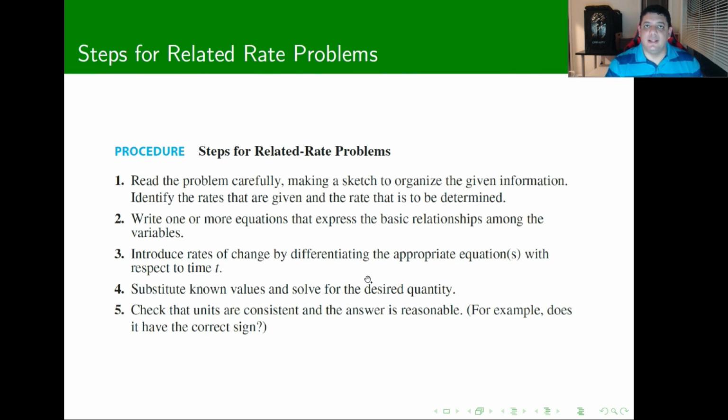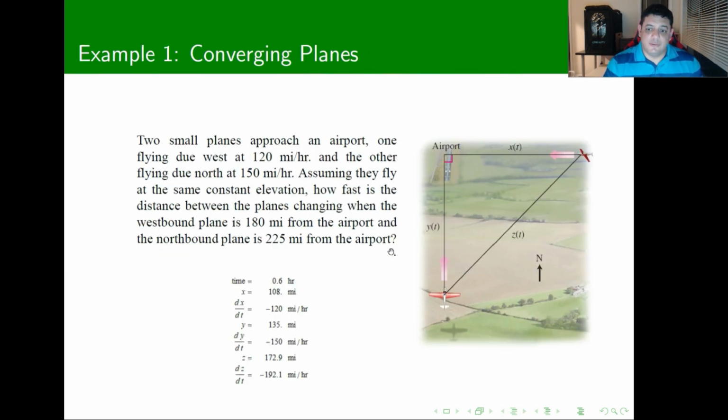But let's see this with examples because there's no other way to theorize about rate of change. So first, we have an example of converging planes. We're going to have two planes coming from the airport here. One is going to be flying to the west at 120 miles per hour. So you can see the plane flying from west to the airport. And the other one is flying north.